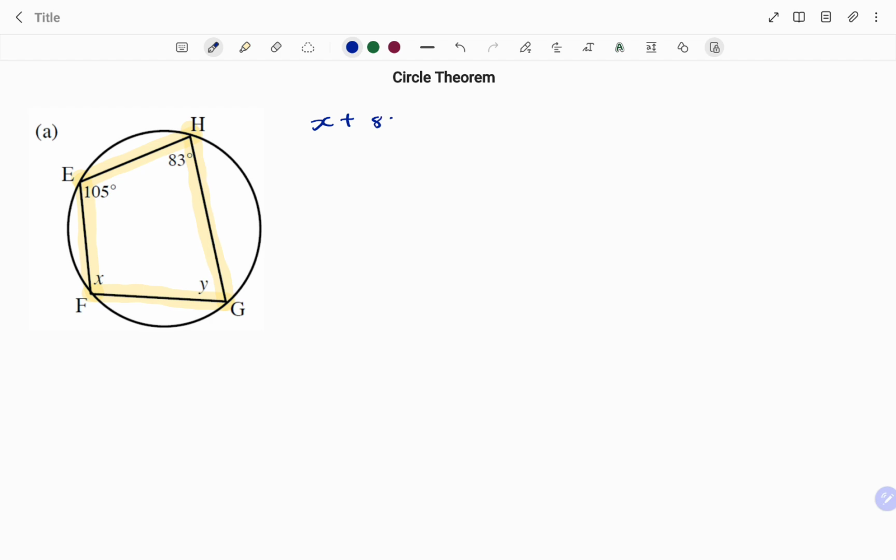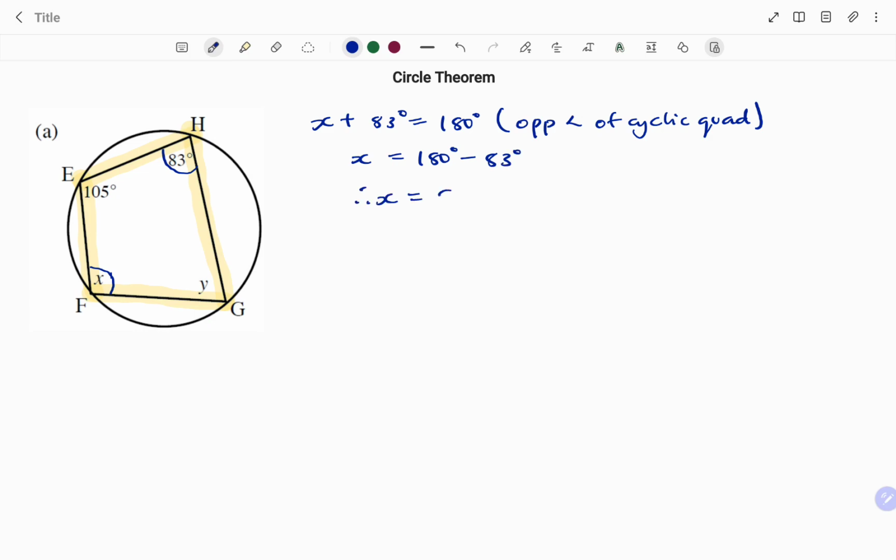x plus 83 degrees is equal to 180 degrees, and the reason being the opposite angle of a cyclic quad. So we have this angle as shown in the diagram. The opposite angle is 83 degrees, must be equal to 180 degrees. So therefore, to find x, we take 83 degrees from both sides. We have 180 degrees minus 83 degrees. Therefore, the value of x equals 97 degrees.